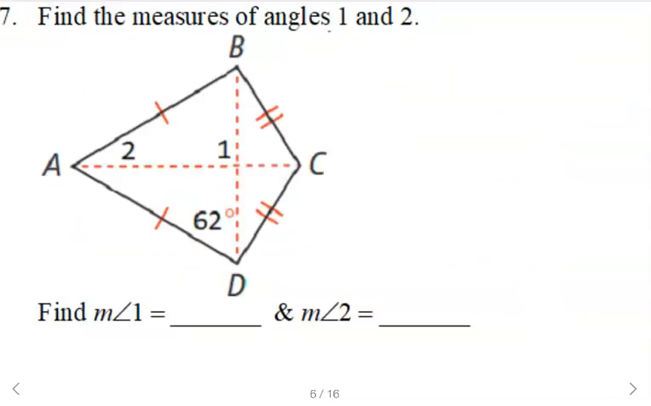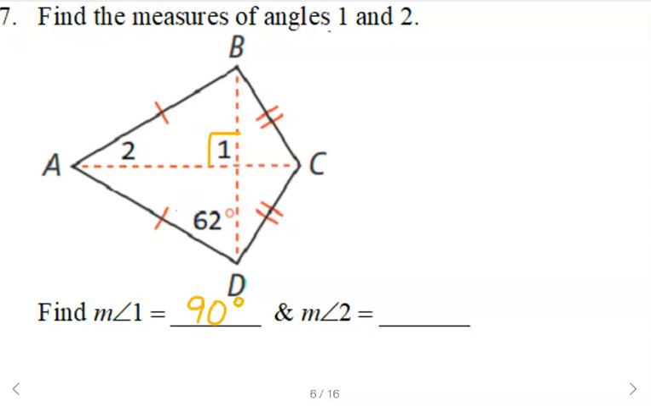Alright, notice this is a kite. We know that because it has a pair of adjacent sides here that are congruent, and a pair of adjacent sides here that are congruent. So it is a kite. For a kite, the intersection of the diagonals is always a right angle. So we got 90 degrees there.